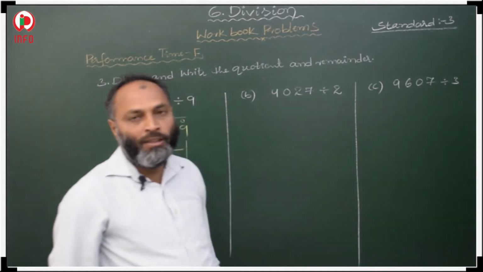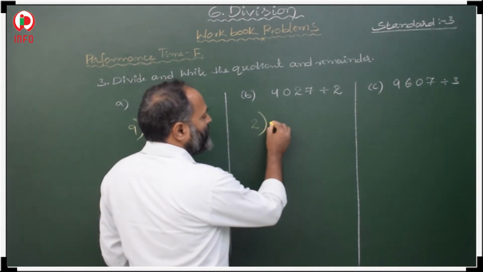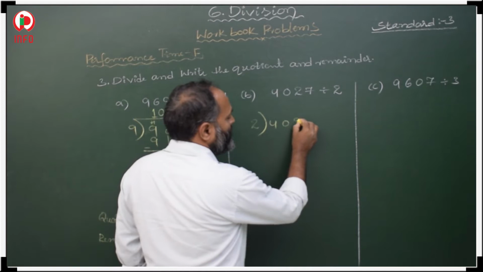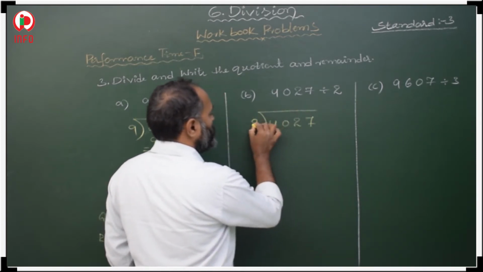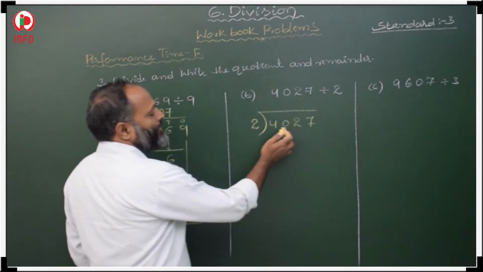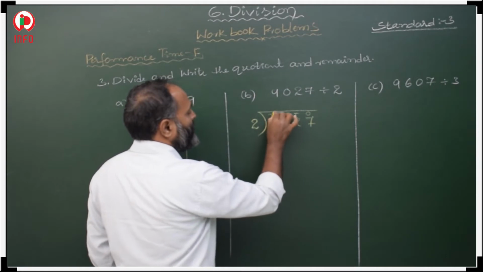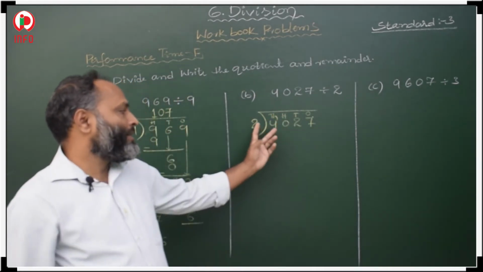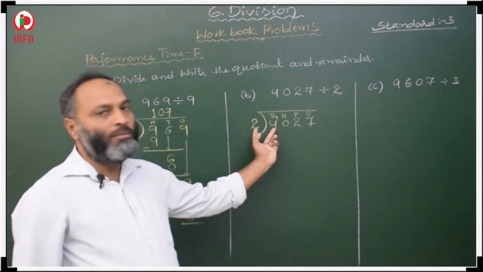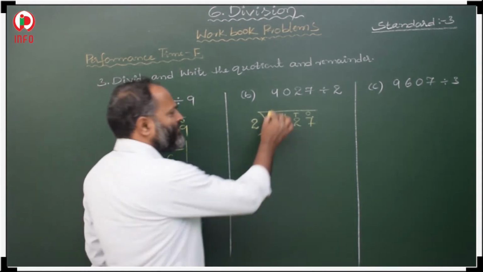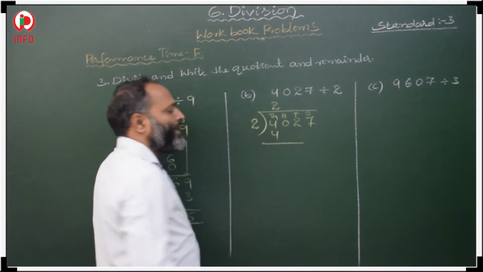Then next, 4027 we have to divide by 2. 2 divides 4027. This is ones, tens, 100 and 1000. First we have to divide the thousands place. So 4, when will you get it in the 2 table, 2 2s are 4. Then 4 minus 4 is 0.